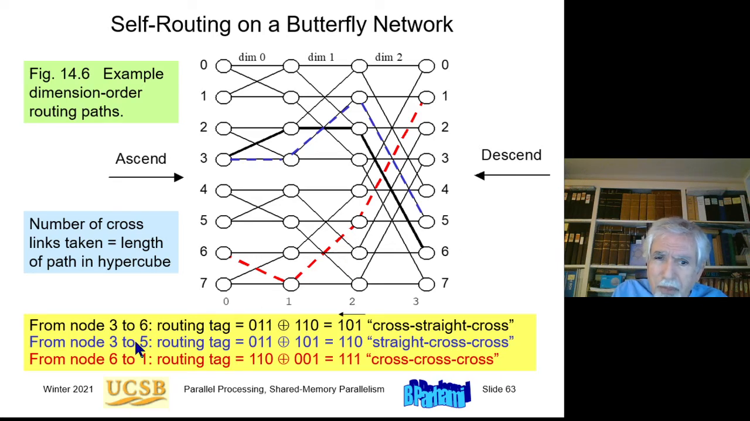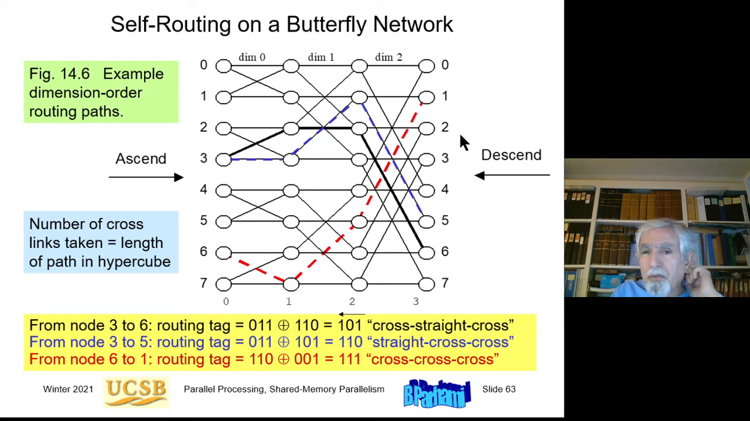Another example from 3 to 5: 0, 1, 1 XOR with 1, 0, 1, which is 5, is 1, 1, 0, and this one will be straight, cross, cross. Straight, cross, cross takes us from 3 to 5. And one final example from 6 to 1: 1, 1, 0 XOR with 0, 0, 1 is 1, 1, 1. So the route from processor 6 to memory bank 1 is cross, cross, cross. And here it is, you see it, cross, cross, cross.